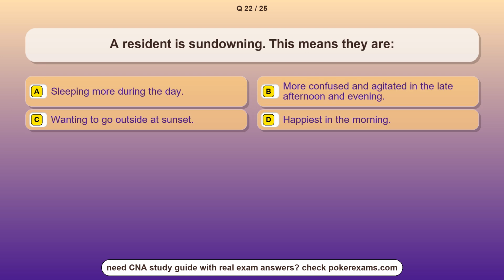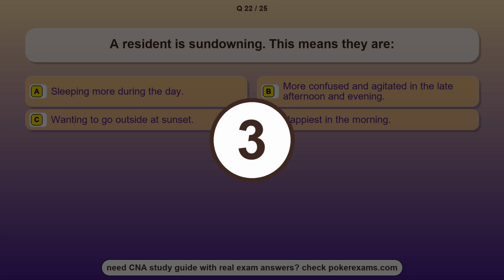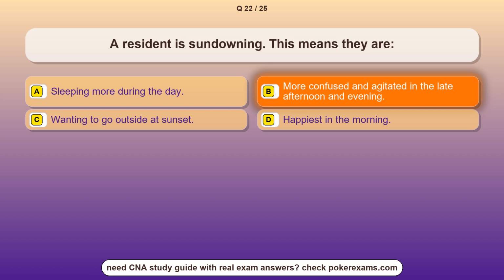Question 22. A resident is sundowning. This means they are: option A, sleeping more during the day. Option B, more confused and agitated in the late afternoon and evening. Option C, wanting to go outside at sunset. Option D, happiest in the morning. The correct answer is option B, more confused and agitated in the late afternoon and evening.